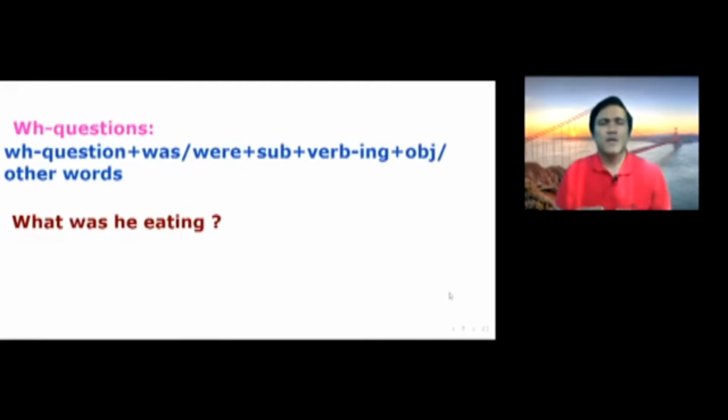With what you can make a lot of sentences. What was he writing? What was he reading? What was he doing? Tini ki korchilen. Tini ki lekhchilen. Tini ki porchilen. What was she cooking? Tini ki ranna korchilen. So you can make a lot of sentences using WH questions like what.